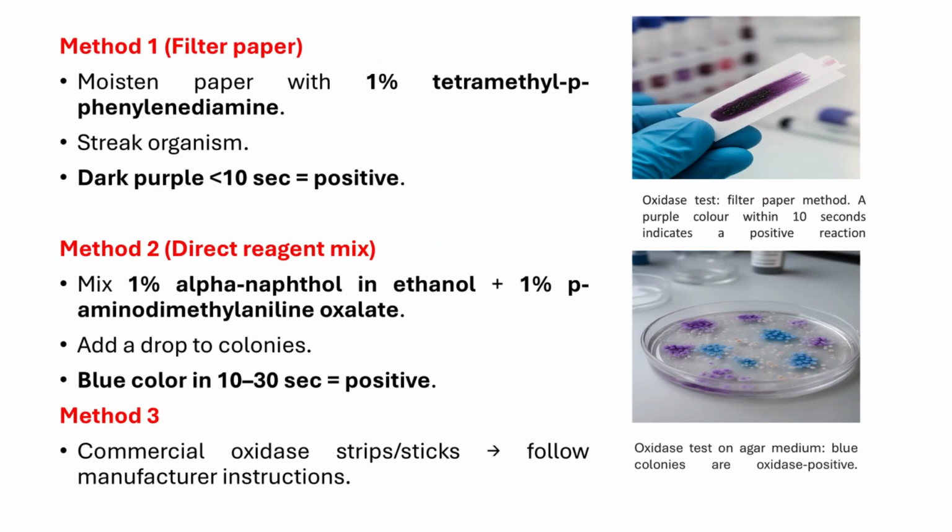In method 1, a filter paper is moistened with a 1% solution of tetramethyl-p-phenylenediamine. The bacterium is streaked across it. A dark purple color appearing within 10 seconds indicates a positive reaction.